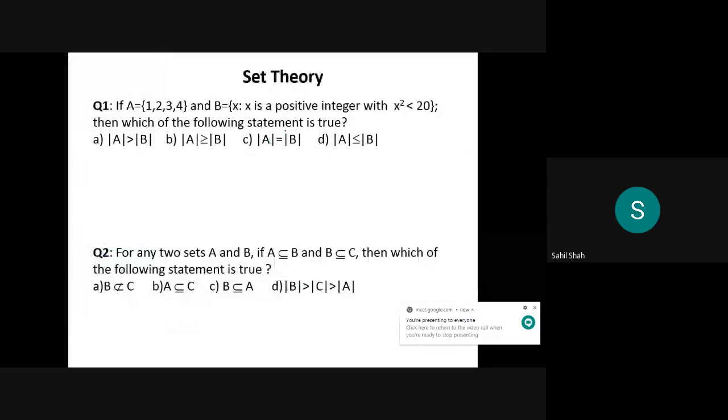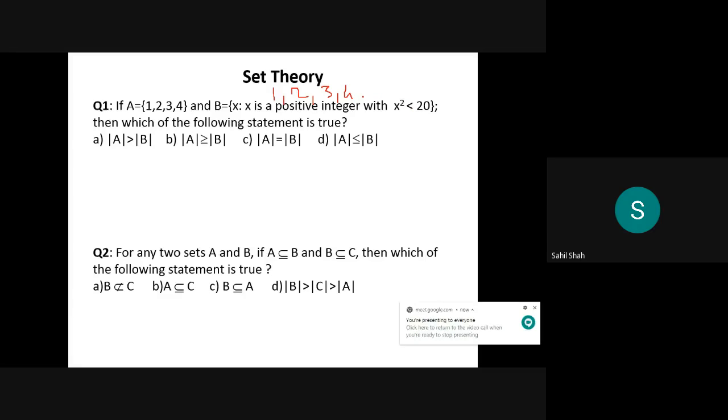Let me check. So what are the values of b? Can we have 1? Yes. What is the square of 1? 1, which is less than 20. Can I have 2? Square of 2 is 4, and 4 is less than 20. Can I have 3? Yes, because square of 3, 9, is less than 20. Can I have 4? Yes, because square of 4, 16, is less than 20.